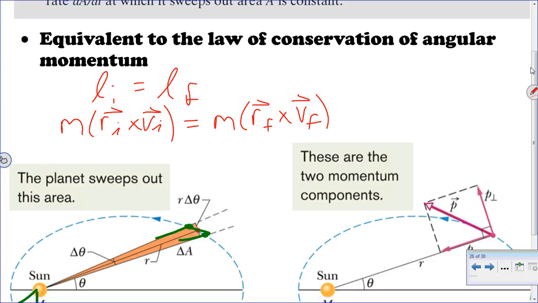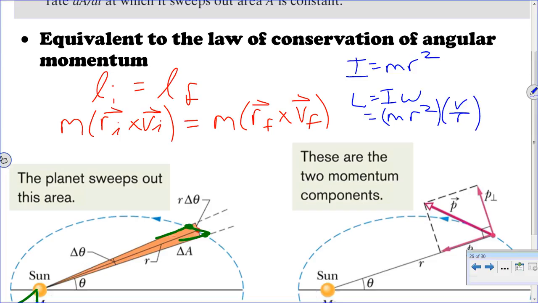You could, so when you do that, because this is basically a point particle orbiting, remember, I for a point particle is m r squared. L is I omega, so that's m r squared, that's I, times omega, but omega is just V over R, and you get m r v, which is what this is.